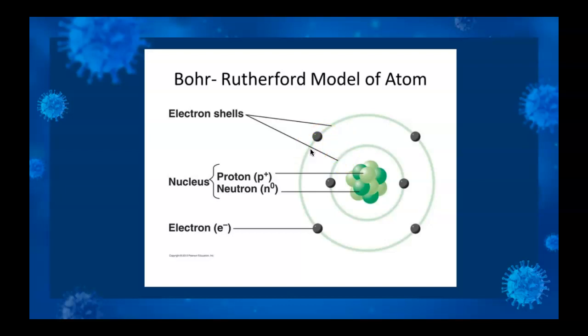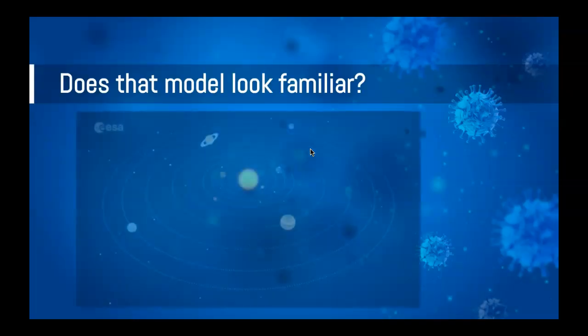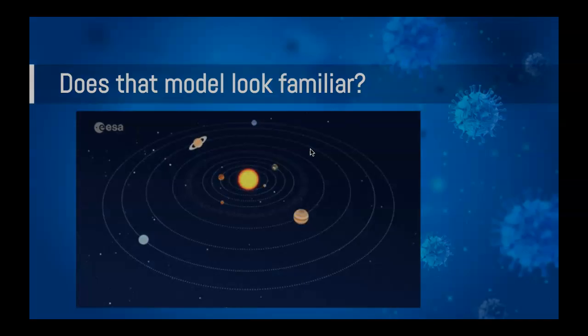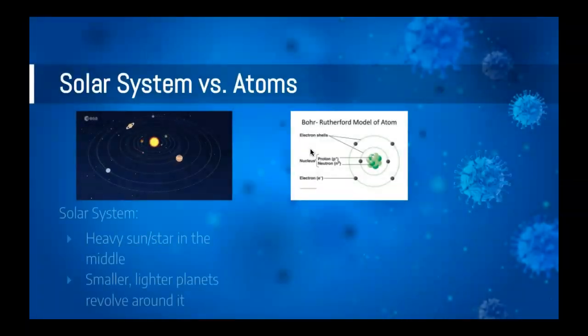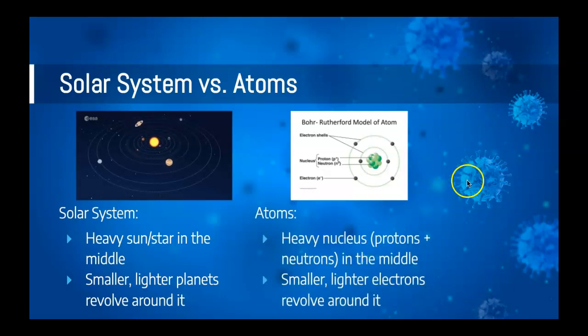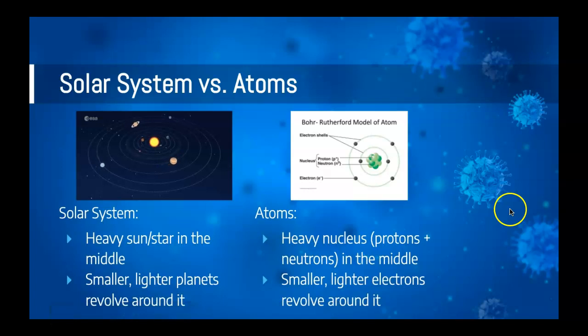Now, take a good look at that. Does that look familiar to you? Well, it kind of looks like this. And the idea is kind of the same. So this is a model of the solar system, and we'll actually spend some time looking at what this looks like later on in the course. But if we're to compare the two, the solar system has a heavy, heavy sun or star in the middle, and it's got the smaller, lighter planets revolving around it. Same idea with the atom. So the Bohr-Rutherford model of the atom, we've got the heavy nucleus in the middle, and that is composed of the protons and the neutrons, and we've got the smaller, lighter electrons revolving around it.